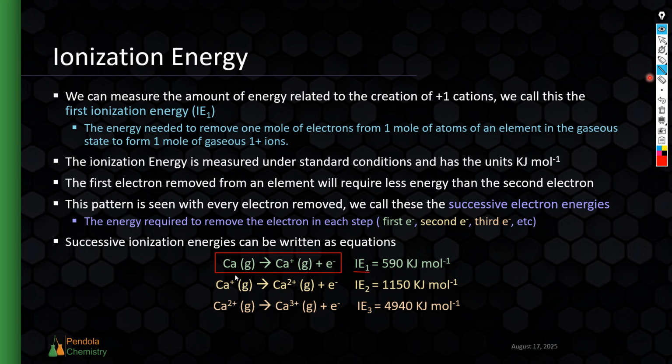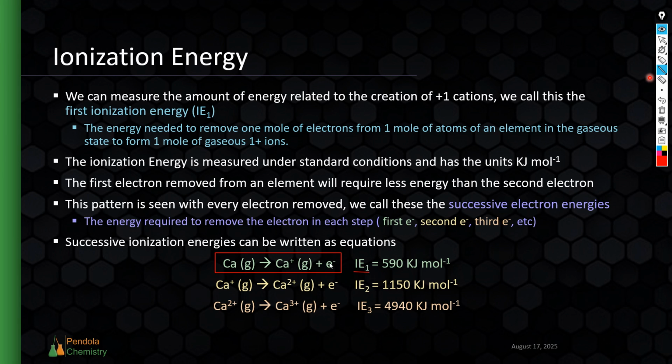We have 1 mole, because remember that the coefficients in a chemical formula can represent either 1 atom or 1 mole. So 1 mole of calcium in the gas state, like the definition states, is going to become 1 mole of the calcium plus 1 ion in the gas state. So 1 mole of gaseous plus 1 ion. And the 1 mole of electrons that was removed.